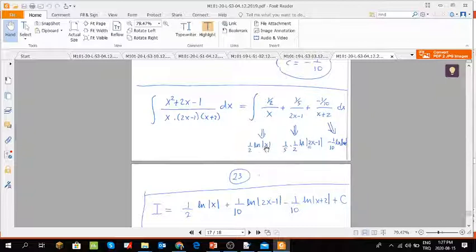And this is 1 over 2 ln absolute value of x, plus 1 over 5. The 1 over 2 comes from the coefficient of x, ln of 2x minus 1, plus negative 1 over 10 ln of x plus 2, plus a big C. Don't forget C. That's the final answer down here.